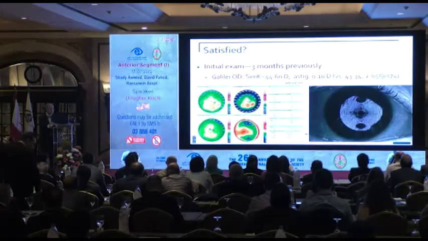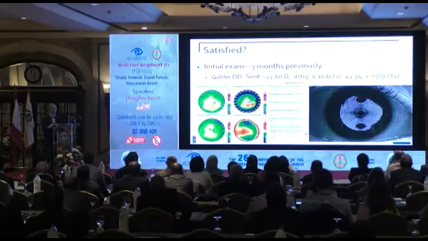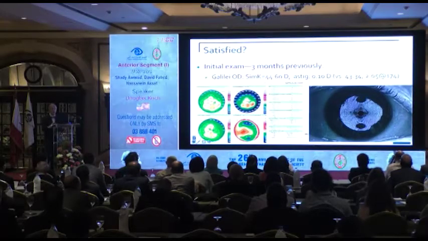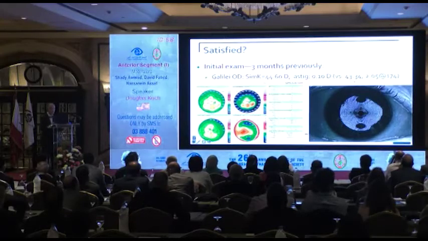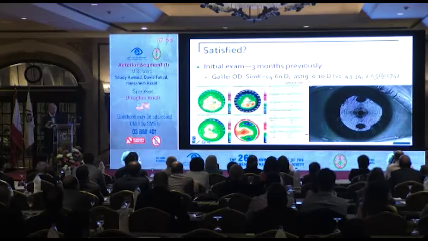So turns out this patient had come to see me 3 months before, so I pulled out the Galilei measurement from before. And the Galilei reading was 44.6 as opposed to the 43.34 I got with a LensStar. And the astigmatism was a tenth of a diopter, not 2.05. So I have two completely different readings.